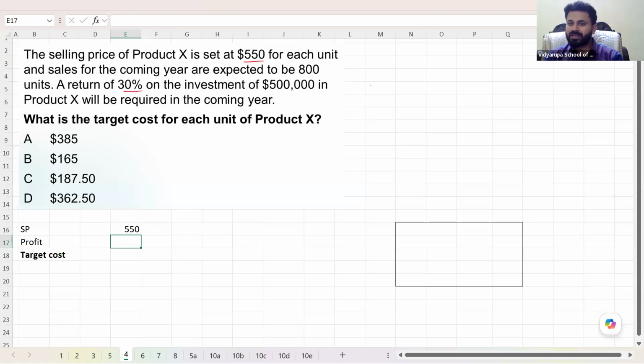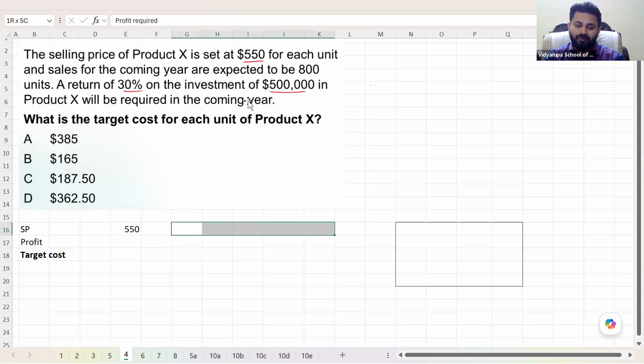But here, read the question carefully. Every question could be unique. Sometimes I may mention it as a percentage of the cost. Sometimes it will be mentioned as a markup. But here, look at it. It's not even that. It's something different. They say they want 30% on investment of 5 lakh, 500,000. They want the profit to be 30% of the investment.